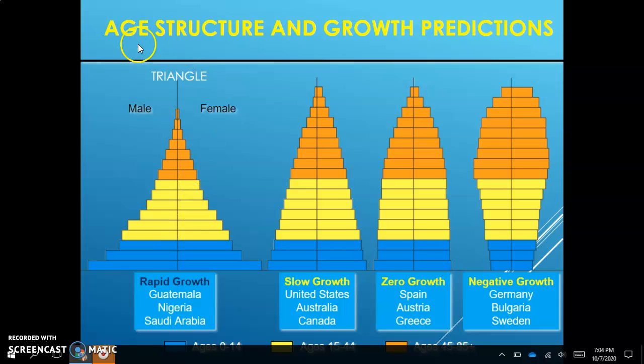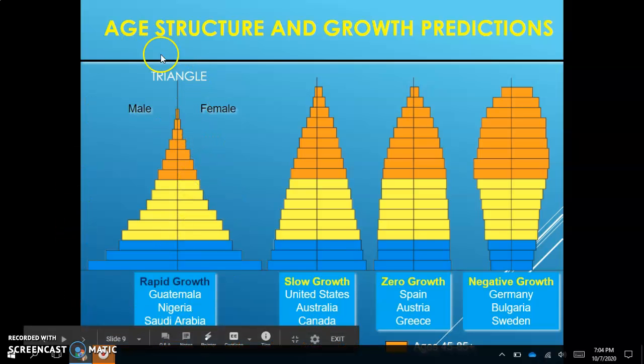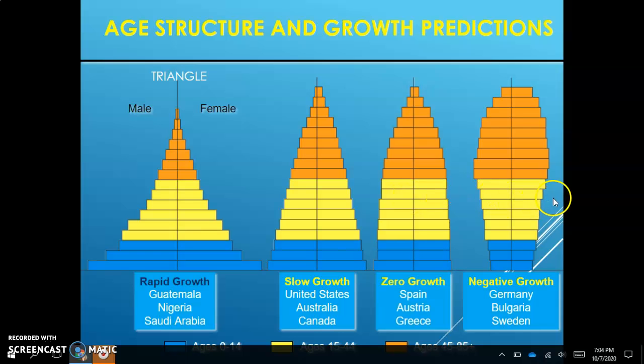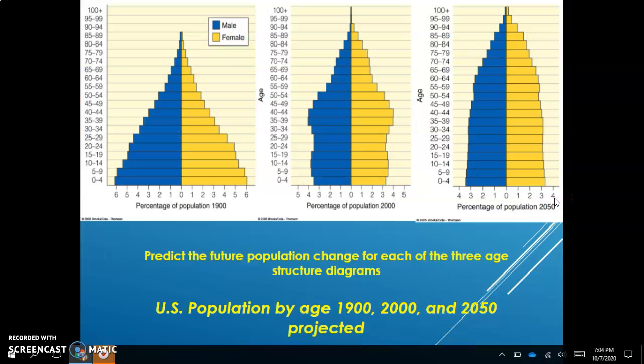So this triangle would be a developing nation, and then these pyramids on the right-hand side would be indicative of a developed nation. And here's just some more examples. This is the population in 1900, 2000, and then projected in 2050. So we can see how we have gone from that rapid population boom moving into 2000. We were more stable, less population growth, and then we will continue with that trend over time.